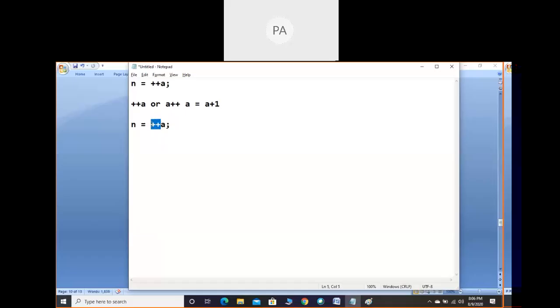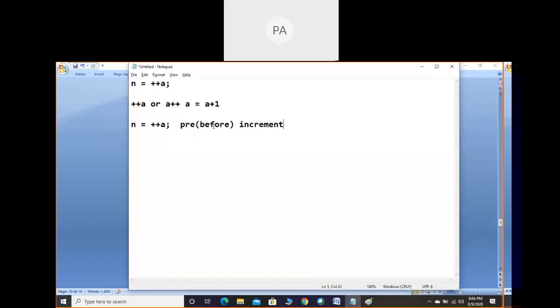If plus plus is present before the variable, that is called pre. Pre means before, like pre-final. Pre-final exam means before the final exam, we will write that exam. Similarly here also, if the plus plus operator is present before the variable, it is called pre, before. So in addition to this, I will add one more word, pre-increment. Because it is present before the variable, pre-increment, that means we have to do the increment operation.